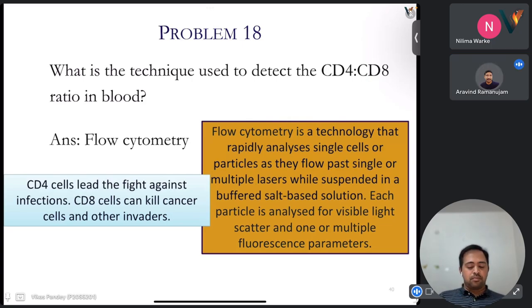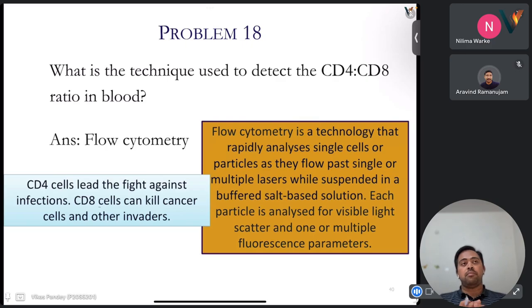Like CD4, the cells are the ones that fight against infection. CD8 cells can kill cancerous cells and other invaders. Okay. So this technique, what it does is that it will have a laser. The analyte, that is single cells or particles, flow through multiple lasers while suspended in a buffered solution, and each particle is analyzed for how much scattering it does.